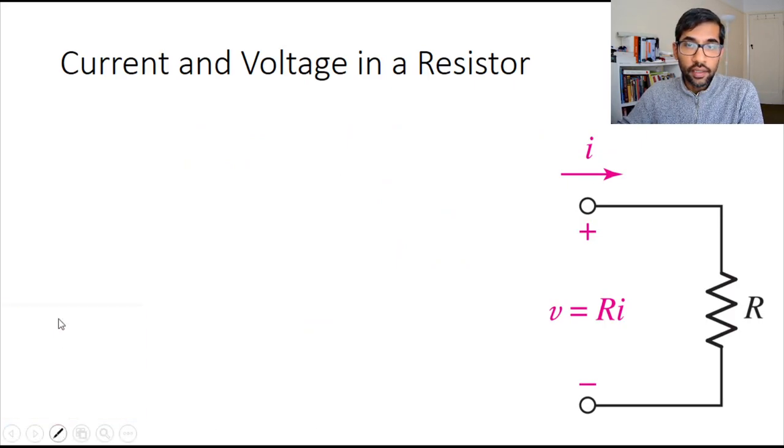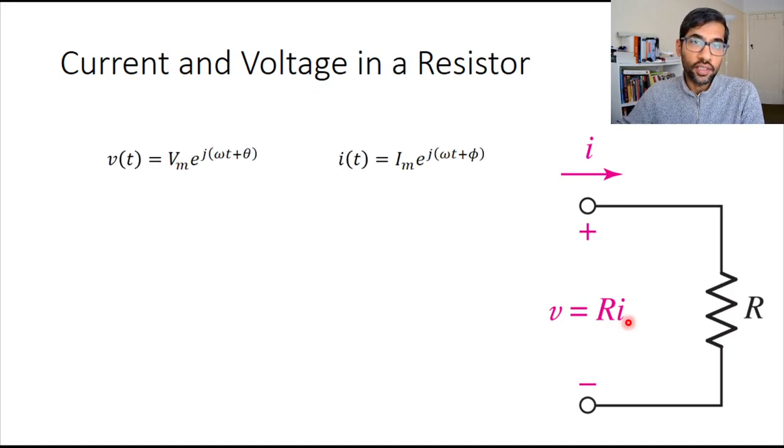We are applying a voltage V and a current I flows through resistance, and we know that V is given as Ri. I mean, you know this, right? So let's say the voltage that you give is a complex exponential signal, Vm e to the power j(omega t plus theta), and the current is another complex exponential. Let's just write the amplitude and the phase as different.